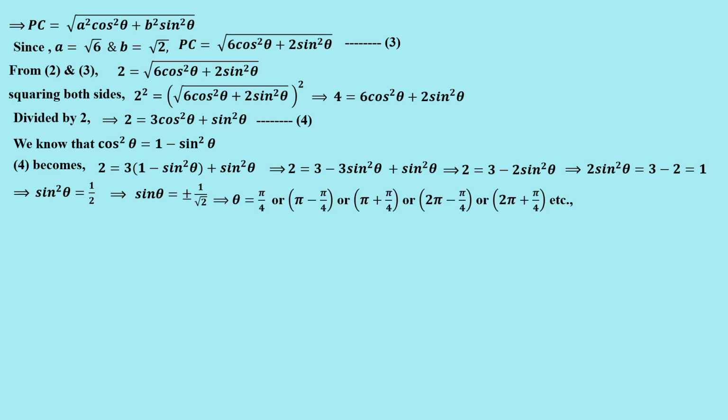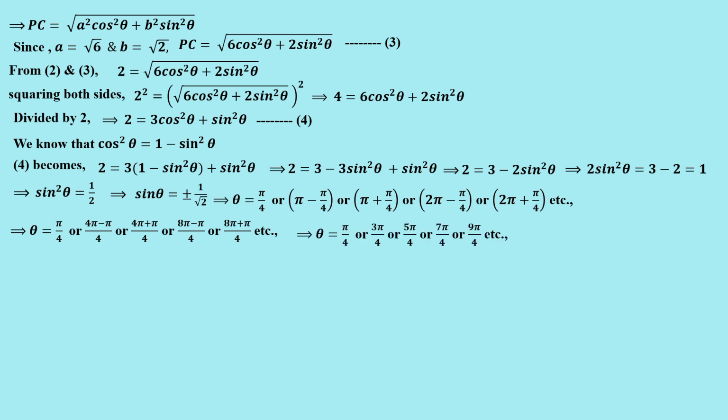So theta is equal to pi by 4 or pi minus pi by 4 or pi plus pi by 4 or 2 pi minus pi by 4 or 2 pi plus pi by 4, etc. So all are getting the same value because of the plus or minus values, right? So we will get theta is equal to pi by 4 or 3 pi by 4, 5 pi by 4, 7 pi by 4 or 9 pi by 4, etc. So theta is equal to 2n pi plus or minus pi by 4, where n is an integer.